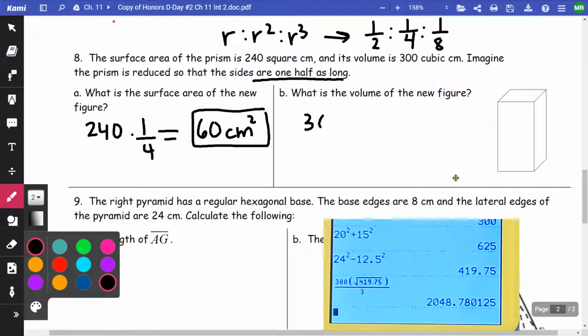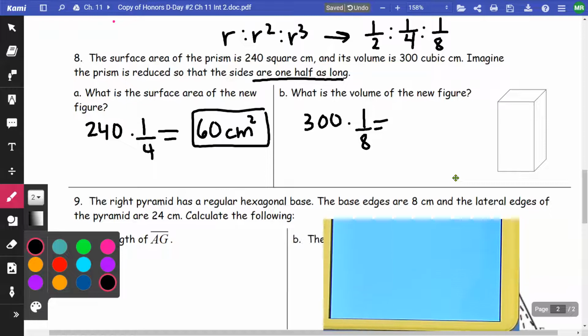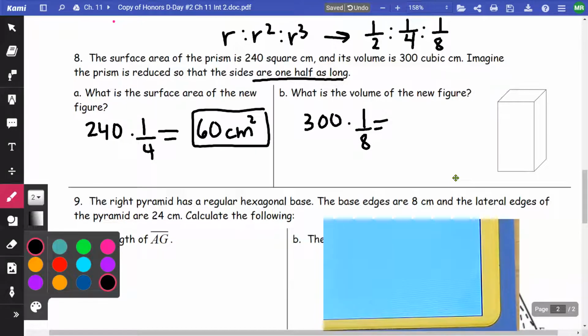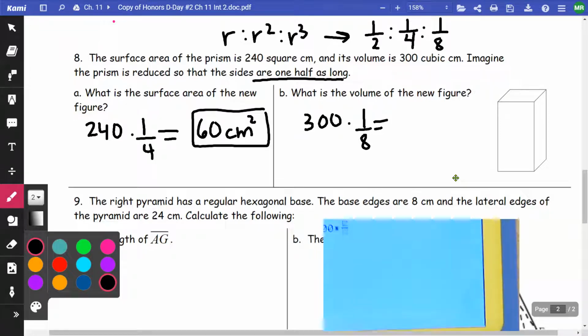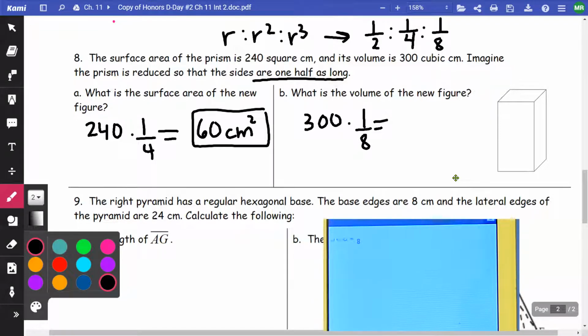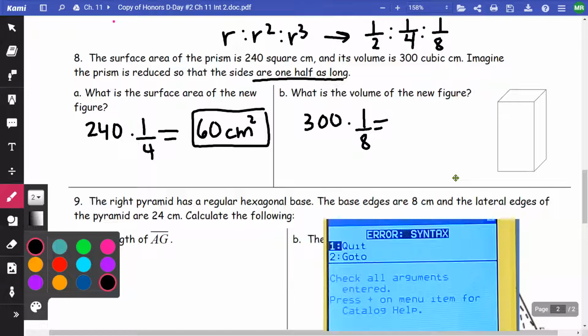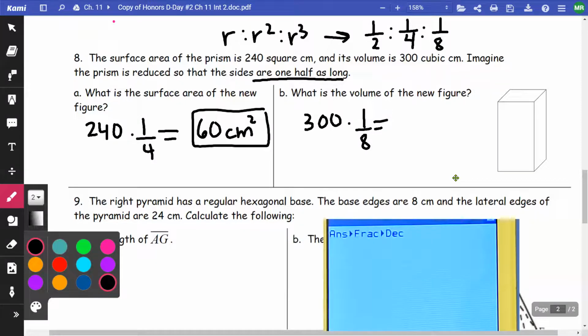I'm going to take my volume, which is 300. I'm going to times it by 1/8. And so when I take 300 times 1/8, I end up getting 75 over 2, which is 37.5 cubic centimeters.